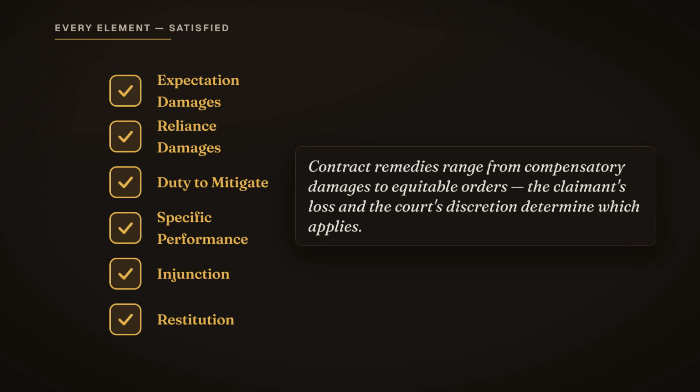Contract remedies range from expectation and reliance damages at common law, subject to mitigation and remoteness, to equitable remedies like specific performance and injunctions, through to restitutionary recovery where consideration has wholly failed. The right remedy depends on what the claimant has lost and what the court considers just.